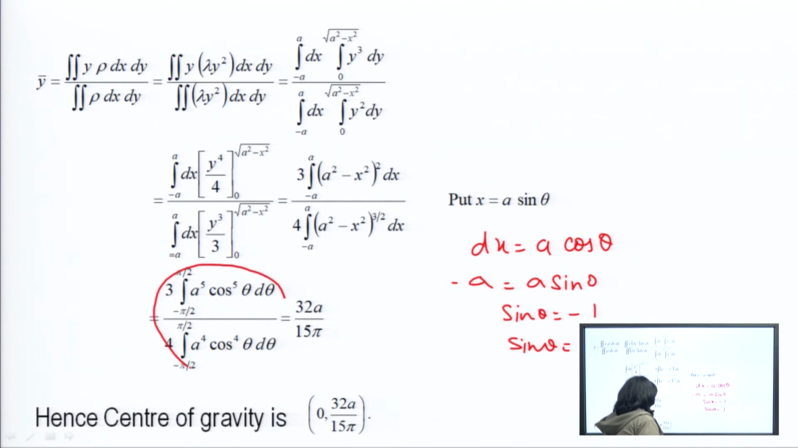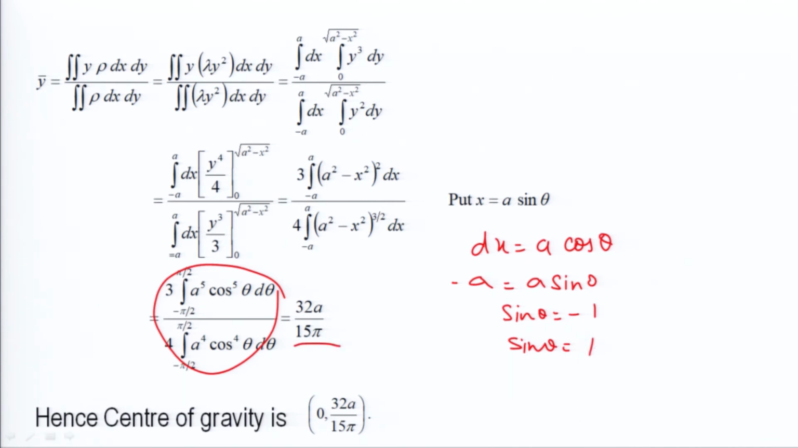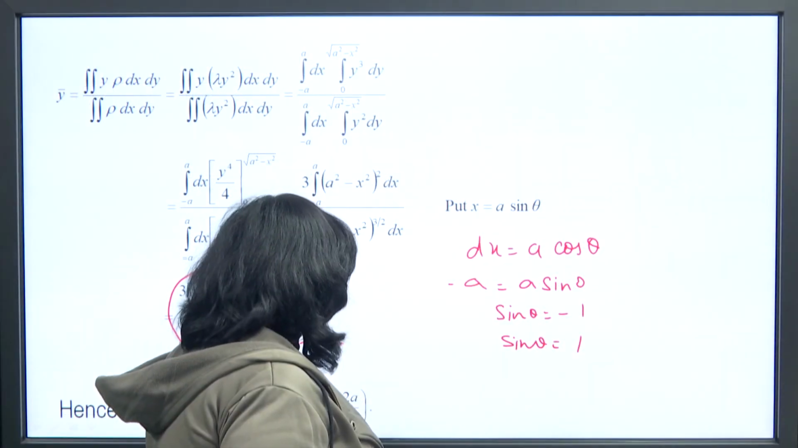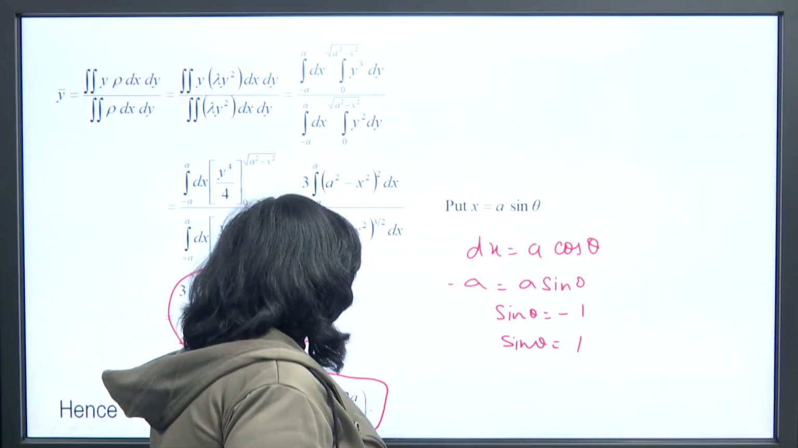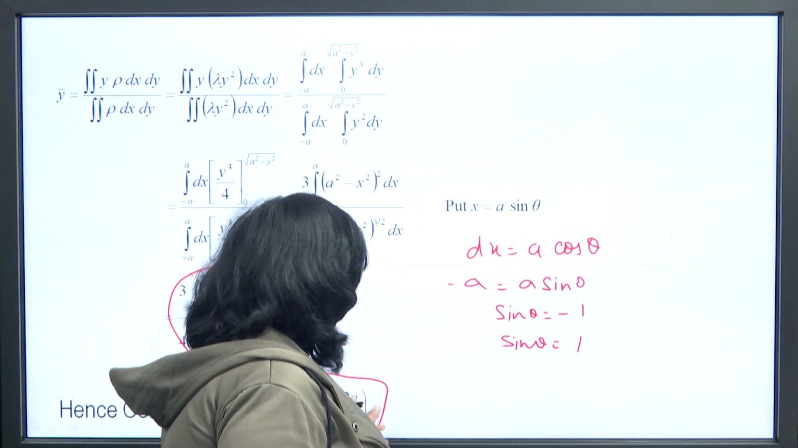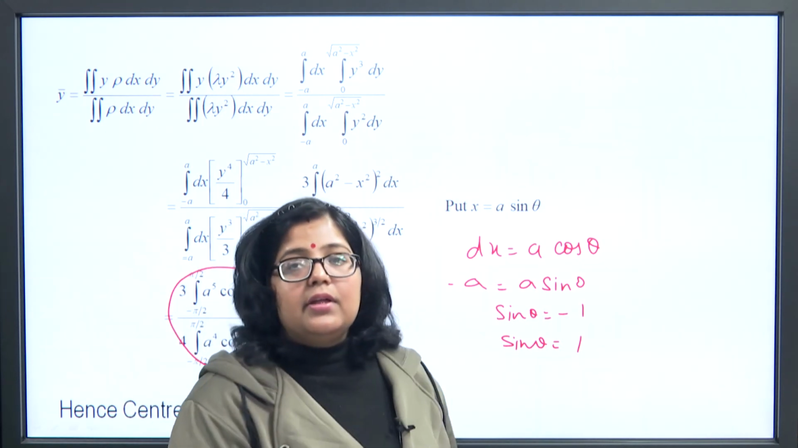For solving such integrations, we use the gamma function. We know the formula of sin power m theta cos power n theta in the gamma form. Use them and solve the integration and find the result, which is 32 a upon 15 pi. We know that x bar is 0. So, the coordinate of center of gravity is 0 comma 32 a upon 15 pi.